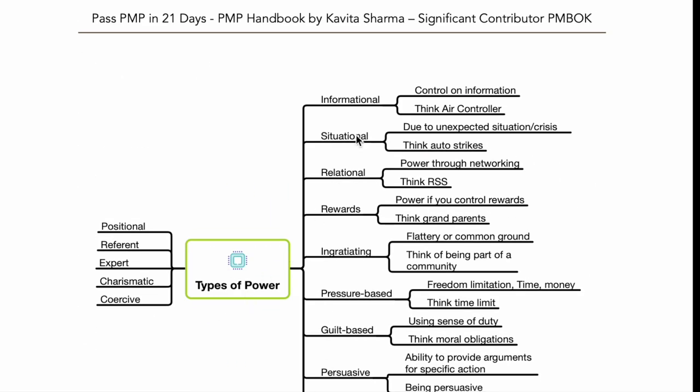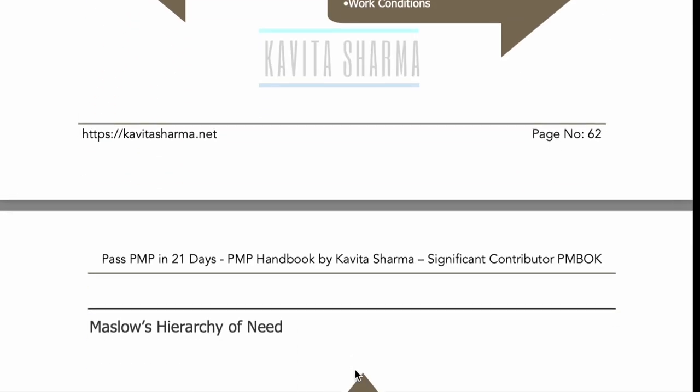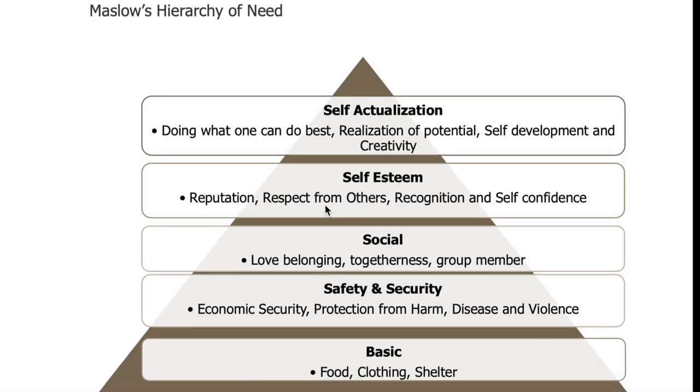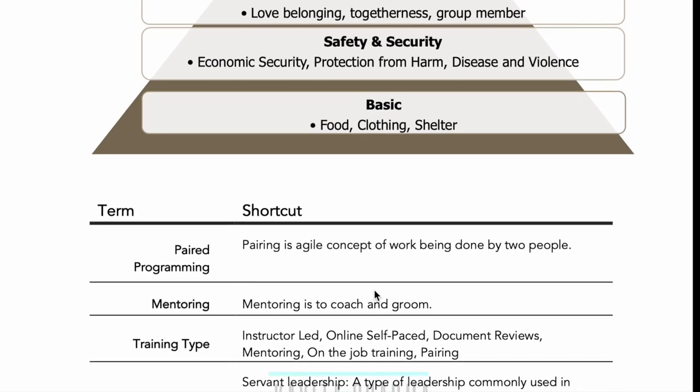Types of power, just remember the types of power. There is a video in the LMS, just go through that. There is also a let's play on types of power. These are the theories to motivate people. There is a video in the LMS. Please go through them. These are important. You're going to get questions on this. Maslow's hierarchy of needs is really important. Go through that. Remember the ladders here.